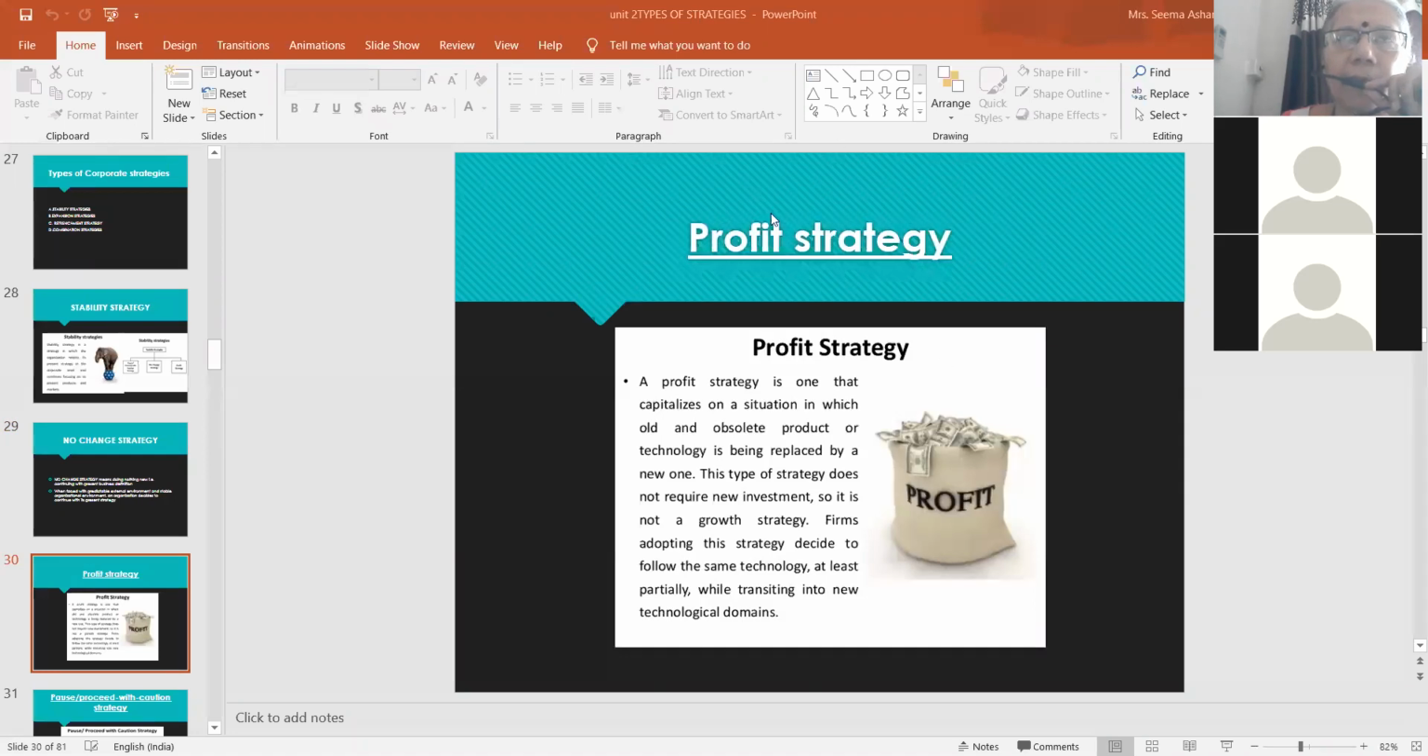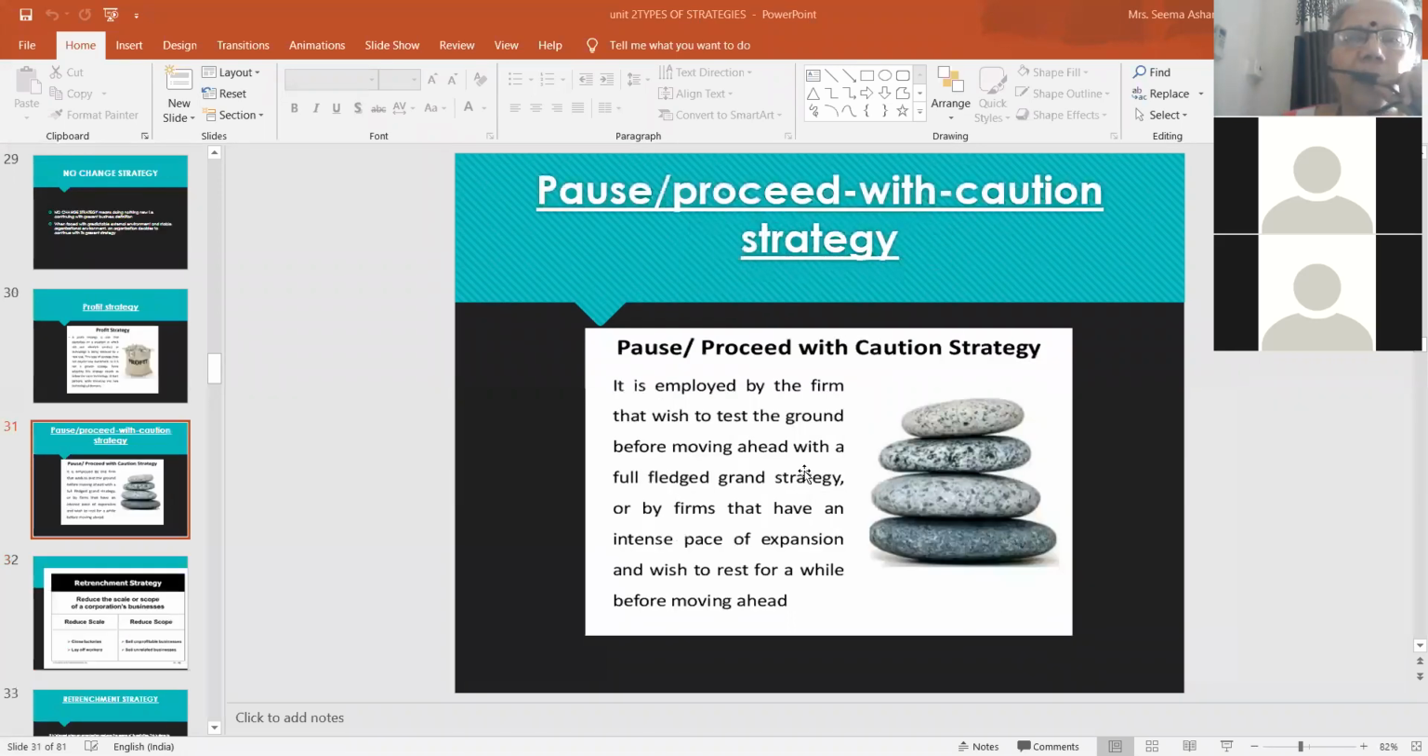The second subtype is profit strategy. This is to capitalize on the situation where old and obsolete technology is replaced. But in this strategy, no new investment is done. Firms will adopt this strategy. They will follow the same technology, and then slowly they will try to shift to the new technological domains. The third one is pause and proceed with caution strategy, which is employed when the firm wishes to test the ground before moving ahead with a fully fledged new strategy.